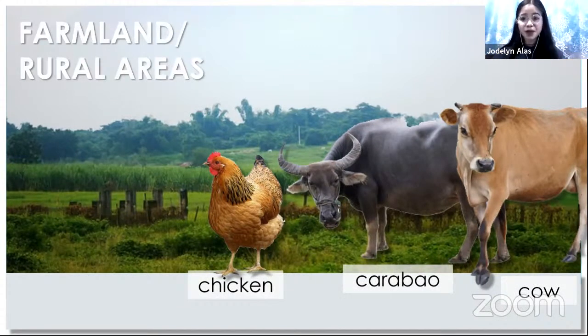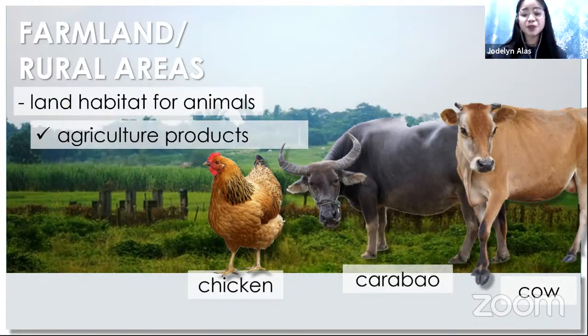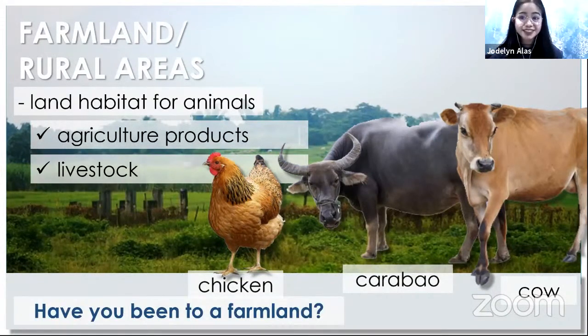Now, this is what we call a farmland or rural areas. This is a land habitat, anak, where agriculture products are produced and livestock are raised. Now, let me ask you, have you been to a farmland? Yes or no? Yes. You may open your microphone. Yes, ma'am. Wow, really? Now, may you please tell me what place in our country did you go to that has farmland? Armando. What place in our country? Mati City, ma'am. Wow, thank you. So thank you so much, Anna.